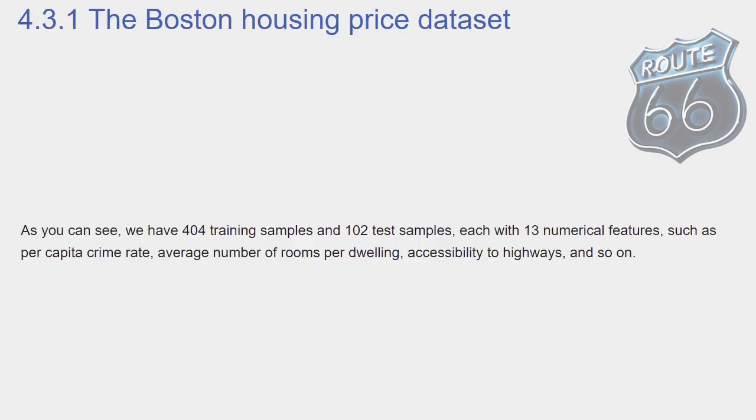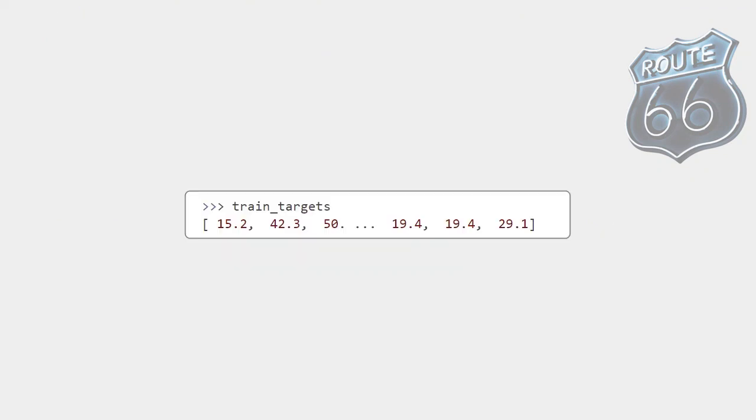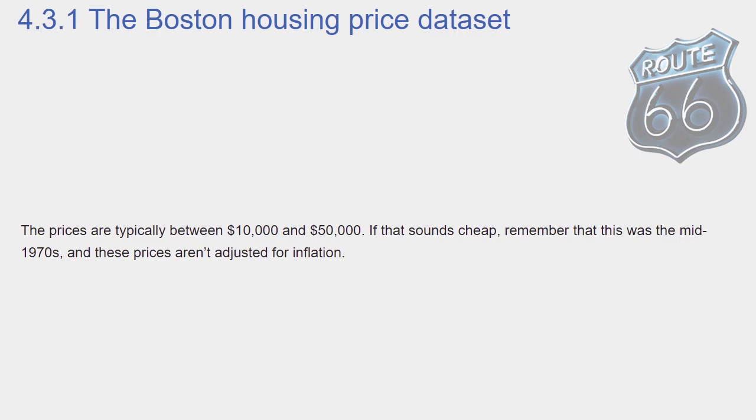Let's look at the data. As you can see, we have 404 training samples and 102 test samples, each with 13 numerical features, such as per capita crime rate, average number of rooms per dwelling, accessibility to highways, and so on. The targets are the median values of owner-occupied homes in thousands of dollars. The prices are typically between $10,000 and $50,000. If that sounds cheap, remember that this was the mid-1970s, and these prices aren't adjusted for inflation.